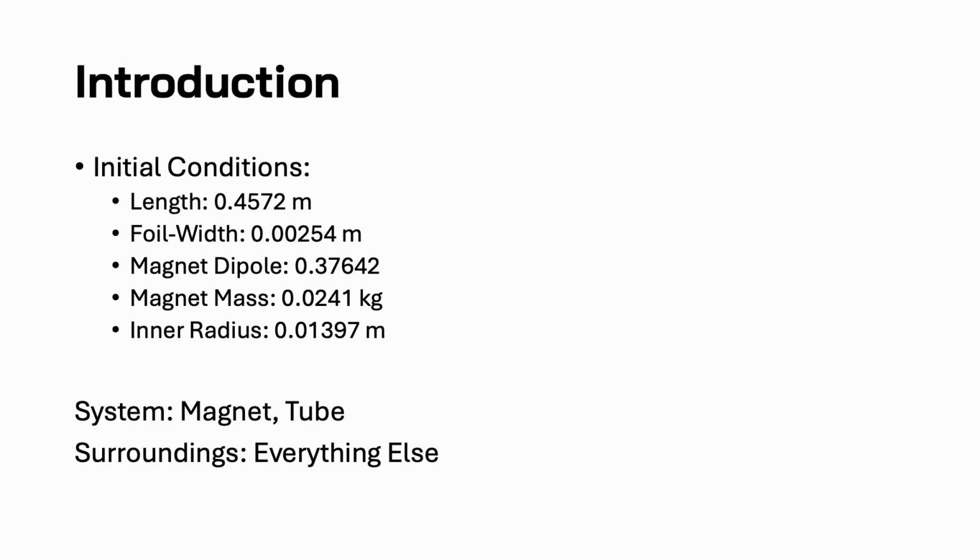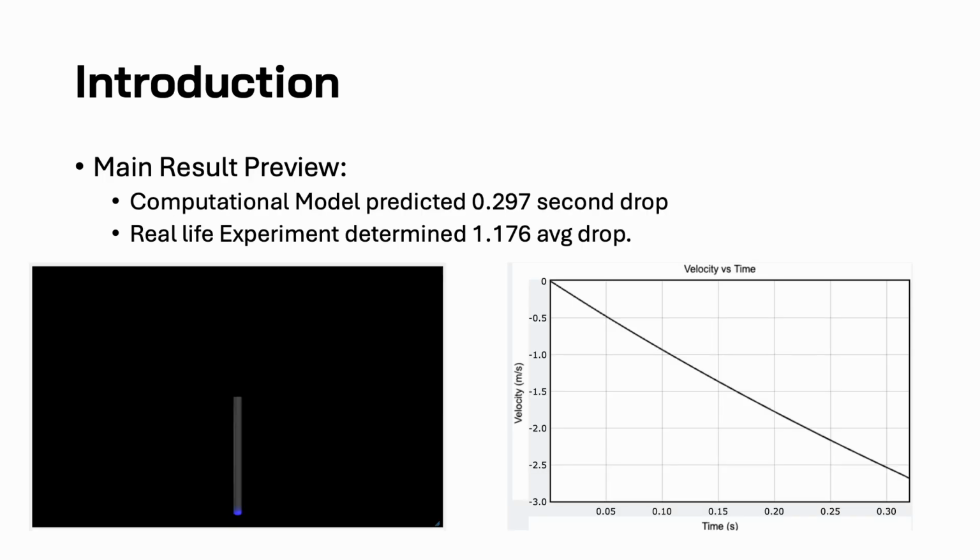The initial conditions were the setup of the experiment in terms of what the tube looked like. So we had a length of 0.4572 meters, a foil width of 0.00254 meters, a magnet dipole of 0.37642, a magnet mass of 0.0241 kilograms, and an inner radius of 0.01397 meters. The system was the magnet and the tube, and the surroundings was everything else.